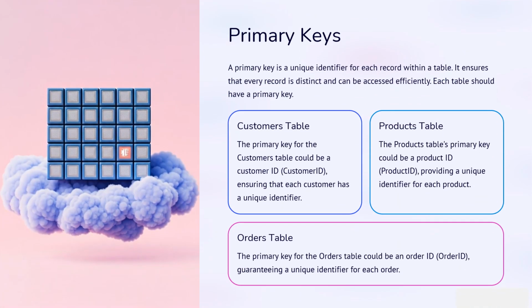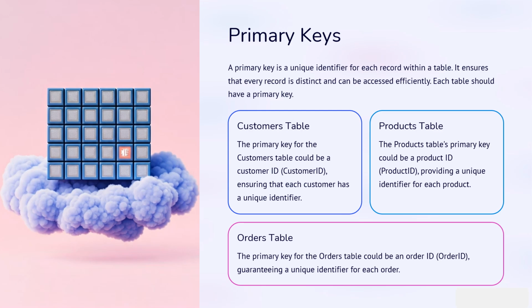We have the primary keys. A primary key is a unique identifier for each record within the table, in which we have the customer table, the product table, and the order table. The primary key for the customer table could be a customer ID, and the primary key for the product table could be a product ID. Then the order table, the primary key for the order table could be an order ID.